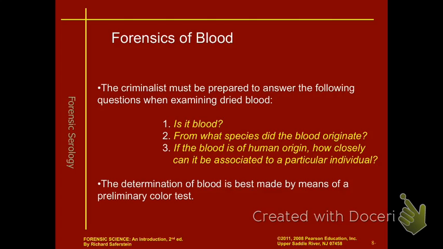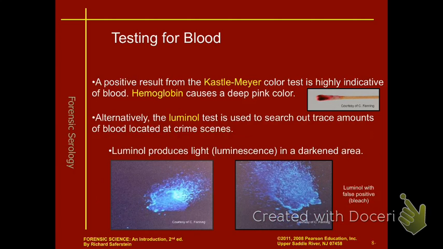Forensic scientists who are studying blood have to be ready to answer the following questions. Is it blood, first of all? From what species did that blood come? If the blood is human, can we associate it with a particular individual? So the first step is, is it blood? And the determination of that is done by a screening test, a color test. There's the Kastle-Meyer color test that you saw on the first slide of this presentation. Hemoglobin causes a deep pink color, which you see right here. You see that in some of the crime scene shows.